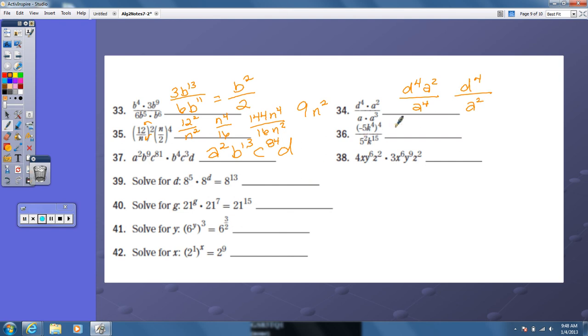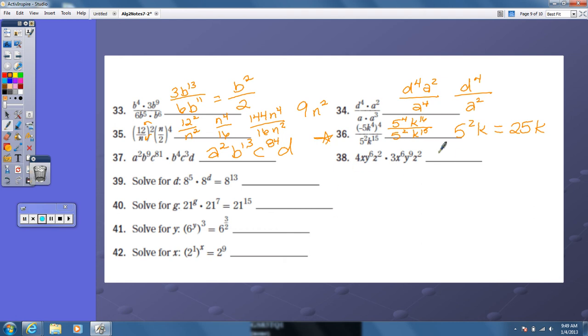Negative 5 to the 4th becomes positive 5 to the 4th, k to the 16th. That became positive because I had a negative multiplied by itself 4 times. Over 5 squared, k to the 15th. I'm happy on this one because I can just subtract. So I'm left with 5 squared k, which is 25k. And I think someone might have a question on that one tomorrow, so make sure you ask me.